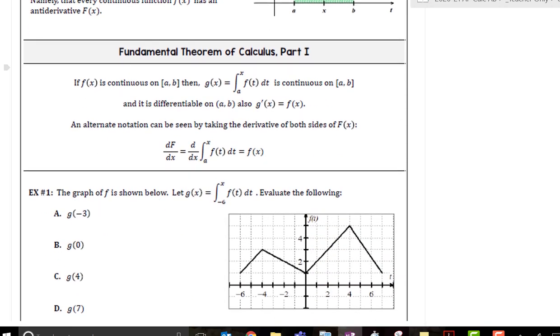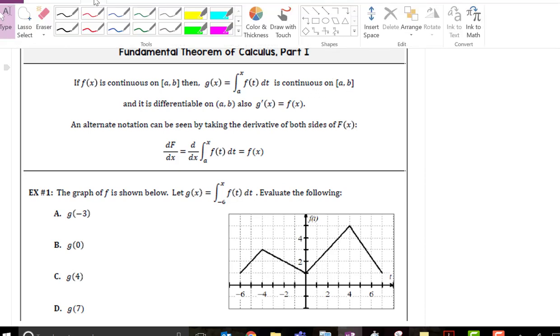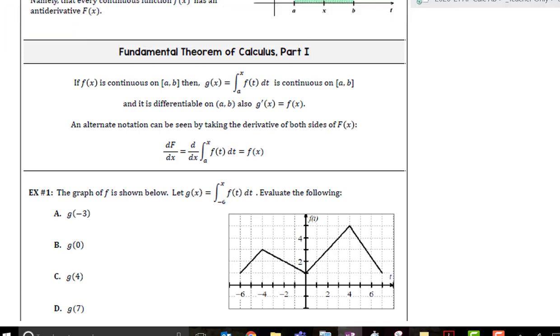So here's the fundamental theorem of calculus. It is important to get this written down in your notes. What this states is if f of x is continuous on the interval a to b, then g of x is the same thing as the integration of its derivative function. That feels pretty strange, so I'm going to give you a little example just to see what that looks like.